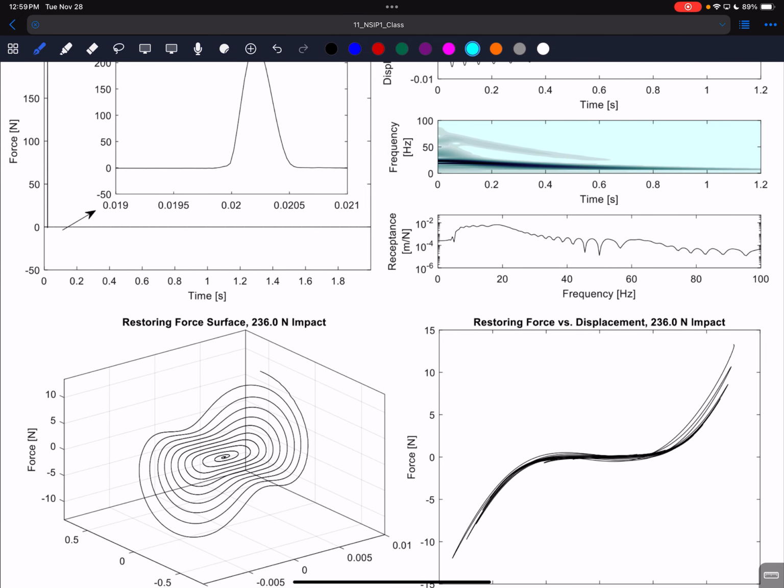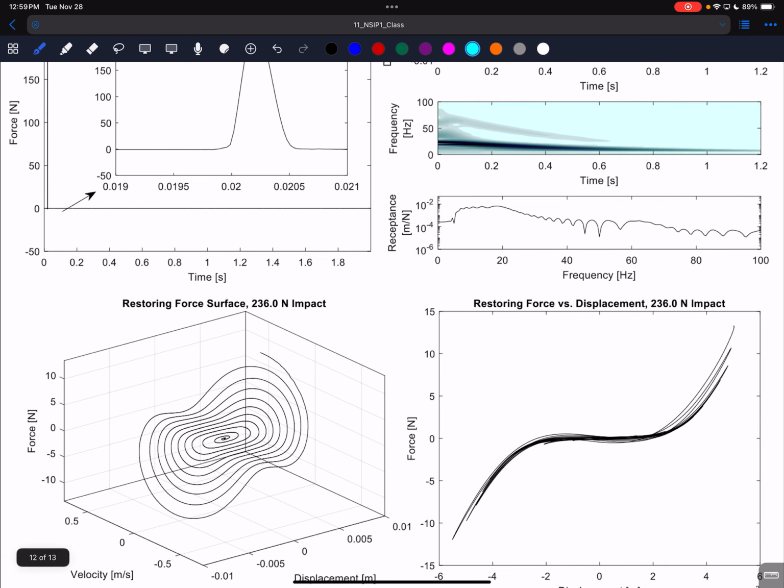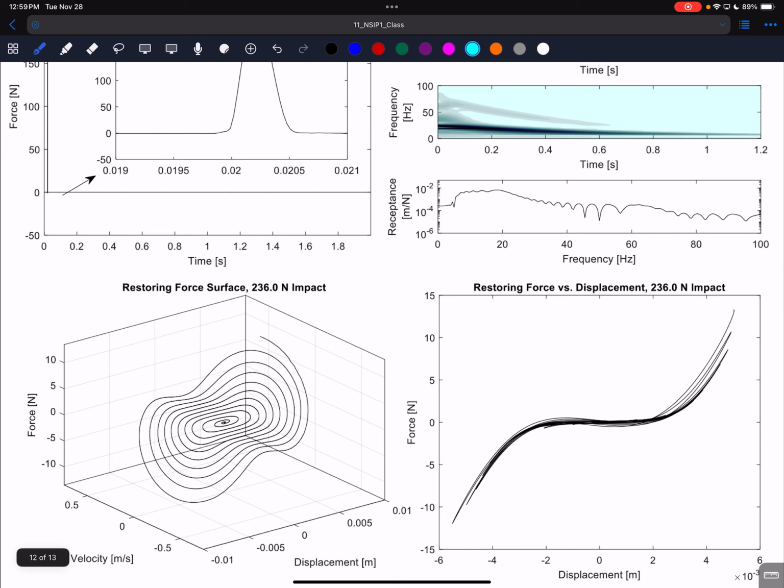All right, so here is the restoring force surface for this. You can see that it's very nicely curved. To the right of that is the displacement versus force. In this case, instead of just being a pure cubic, it's almost got some kind of dip in it, something like that. But you don't need to write that down, I'm just observing here.